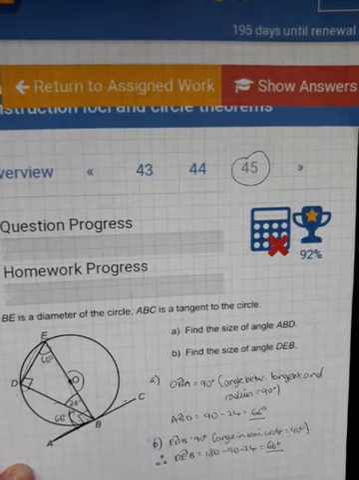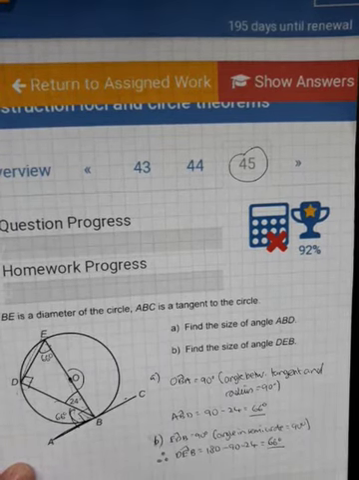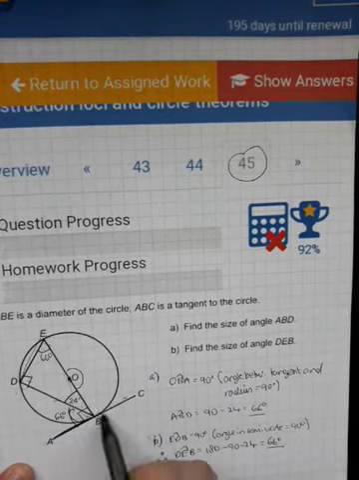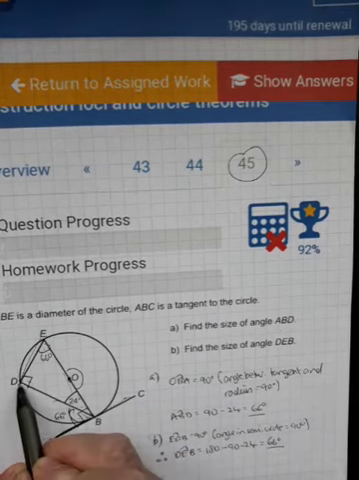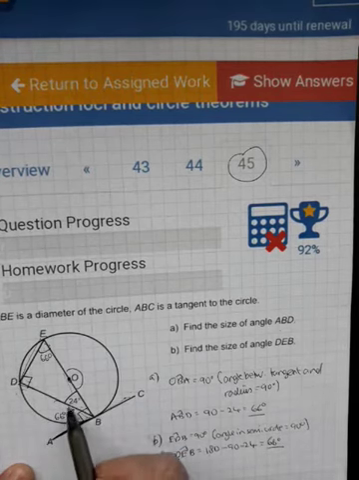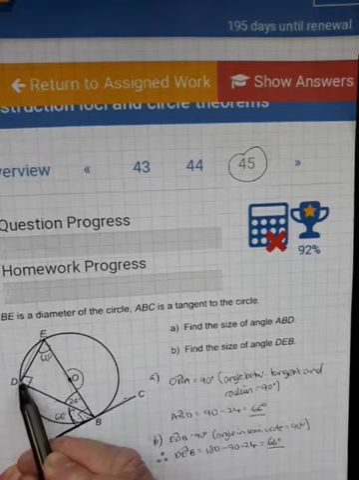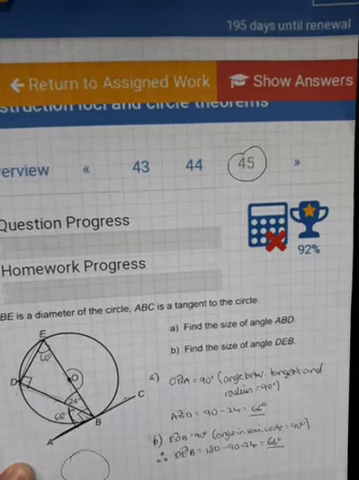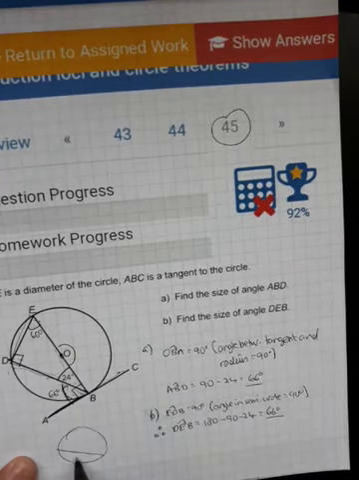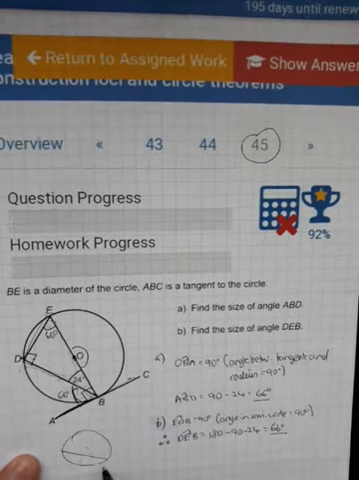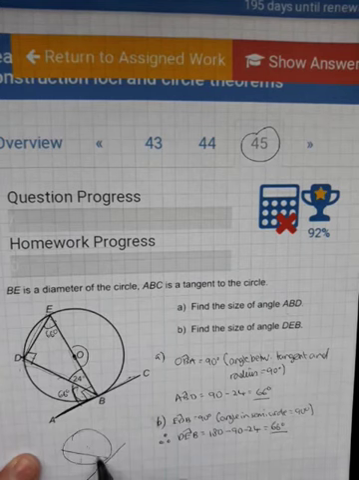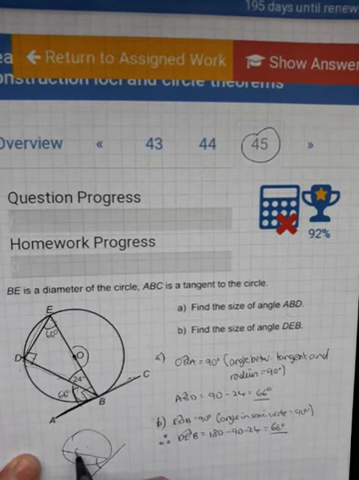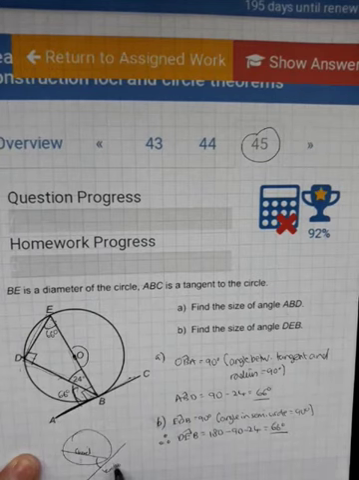Well, actually, this is a way of showing the alternate segment theorem. The angle between a tangent and a chord is equal to the angle in the alternate segment. So that chord splits that circle. If I show you a chord, any chord will split the circle into two segments. So what we're saying is an angle between a tangent and a chord. There's my chord. There's my tangent. Is equal to the angle in the alternate segment.